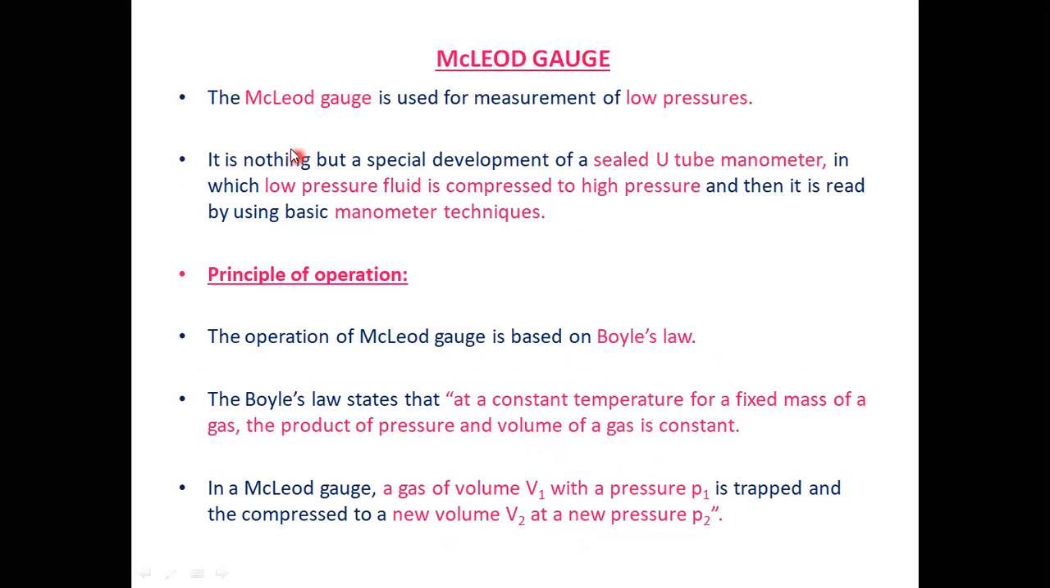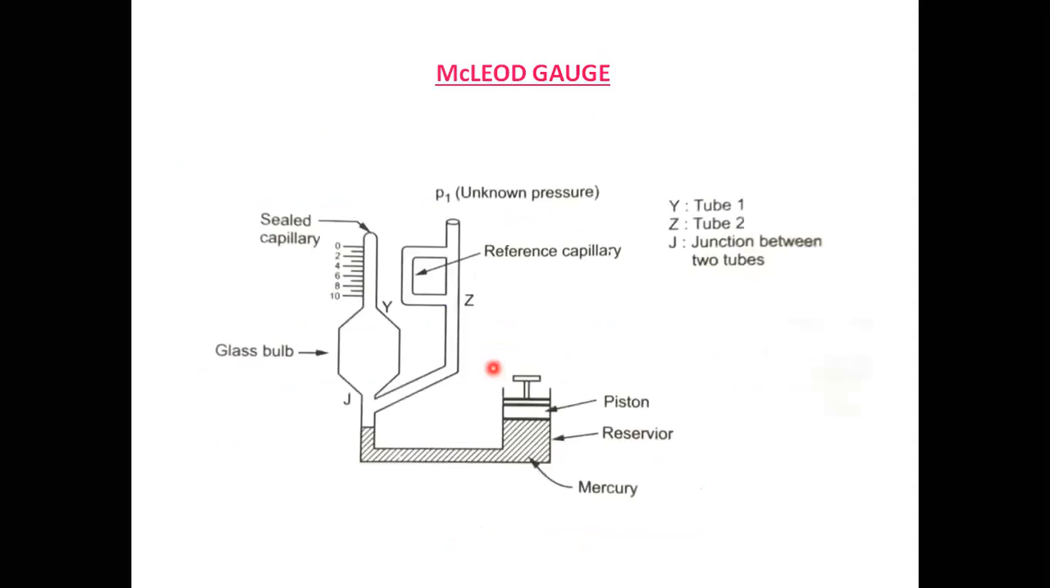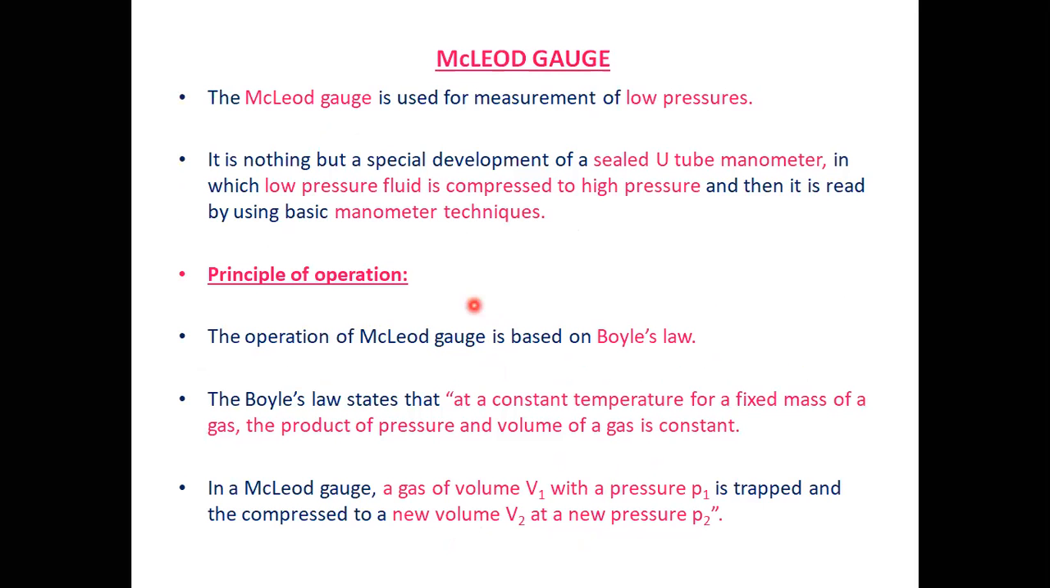McLeod gauge. Time will not permit a detailed treatment, so we will see the basic principle for this class. McLeod gauge is used for measurement of low pressures. We normally use this McLeod gauge, and for memorizing sake, L is there, that is low pressures. We are going to use it for low pressures.